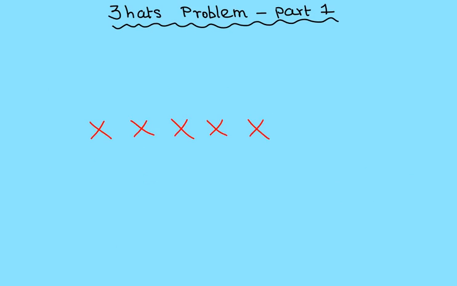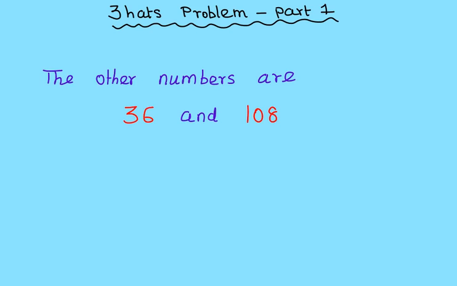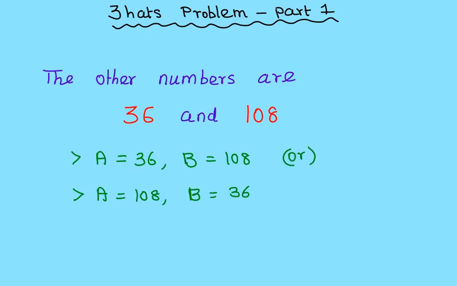Okay. First, let me reveal the answer as given on the puzzle site. The other numbers are 36 and 108, but we can't be sure which is which. Either A equals 36 and B equals 108, or A equals 108 and B equals 36. We will see the reasoning behind it. Yet this solution is not complete. There are actually 5 possible solutions. So there are 3 other solutions.